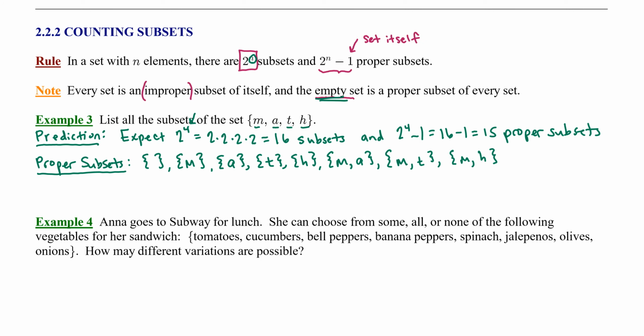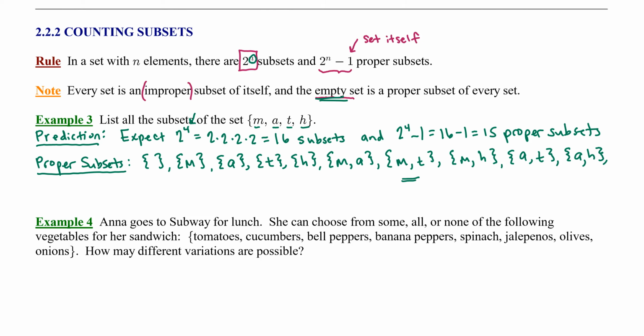Now, let's do all the 2-letter subsets that contain the letter A. Now, I don't want to construct the set AM because that would be equal to the set MA. Remember, if 2 sets have the same elements, then they are equal. So I'm going to move on and construct the set containing A and T, and finally A and H. Let's do the 2-letter subsets that contain T.